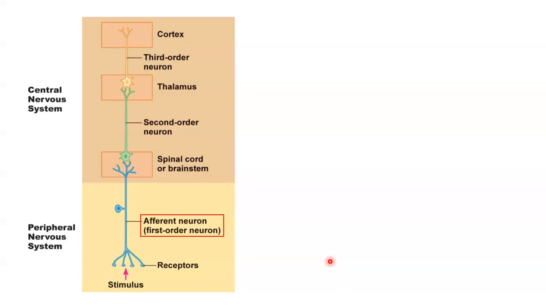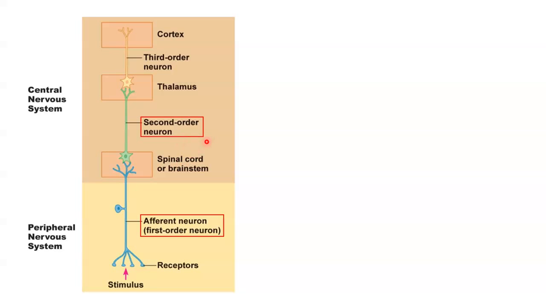So a first order neuron is simply the first neuron in that neural pathway, and they conduct impulses from a receptor to the spinal cord or the brainstem. Information from receptors of the face, the mouth, the teeth, and the eyes propagate along our cranial nerves into our brainstem. Information from receptors of the neck, the trunk, the limbs, the back of the head, so basically back of the head down, propagate along our spinal nerves into our spinal cord.